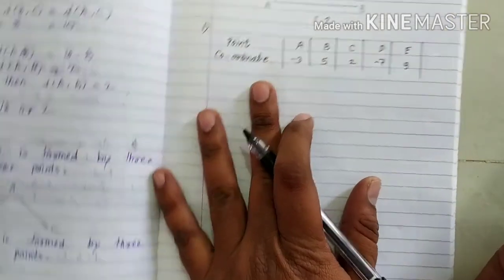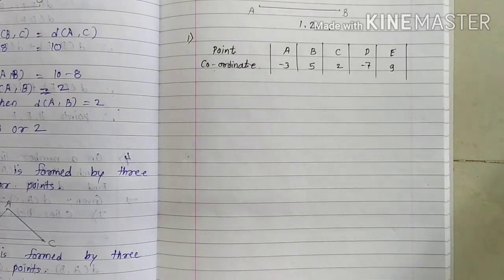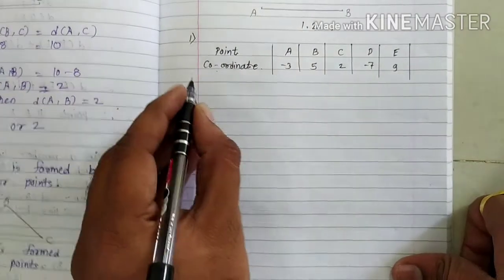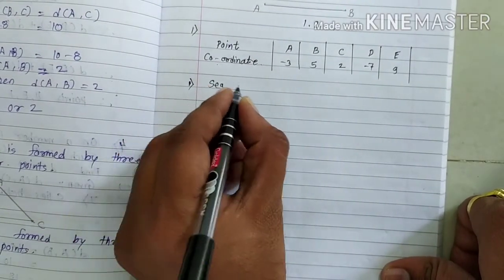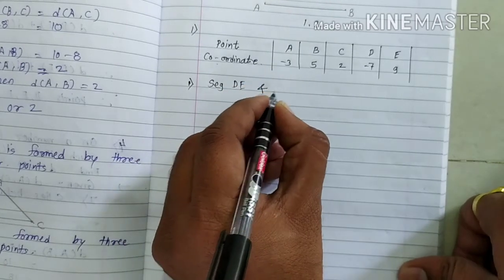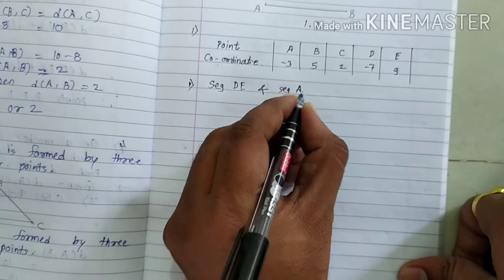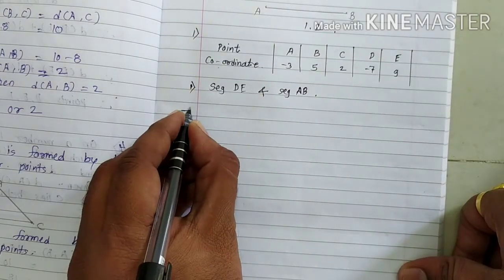We have to solve practice set 1.2. In the first example, the given table shows the points on a number line and their coordinates. We have to decide whether the pair of segments given below the table are congruent or not. The first example is segment DE and segment AB. To prove these two are congruent, we have to find their length.